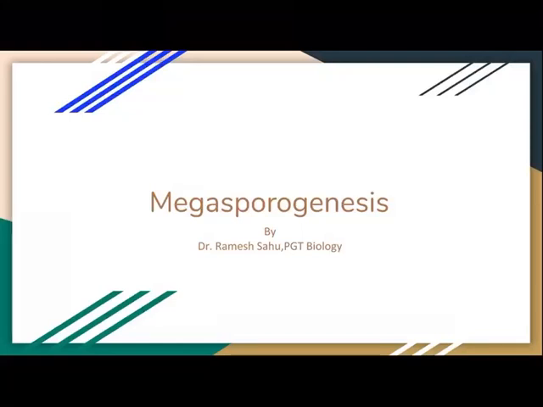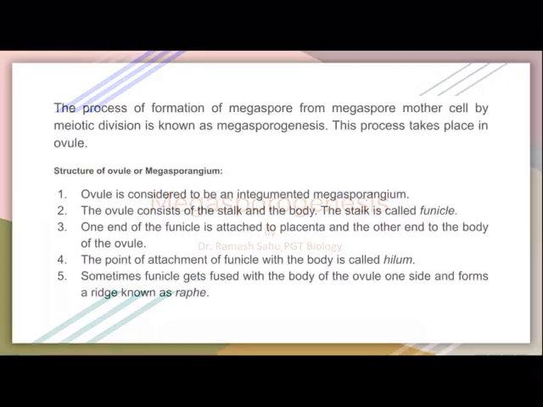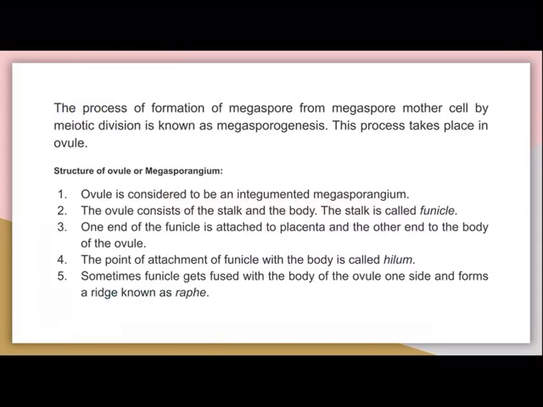Hello student, today we'll start the megasporogenesis. This is the second video. After the microsporogenesis, the process of formation of the megaspore from megaspore mother cell by meiotic division is known as megasporogenesis. This process occurs inside the ovule.